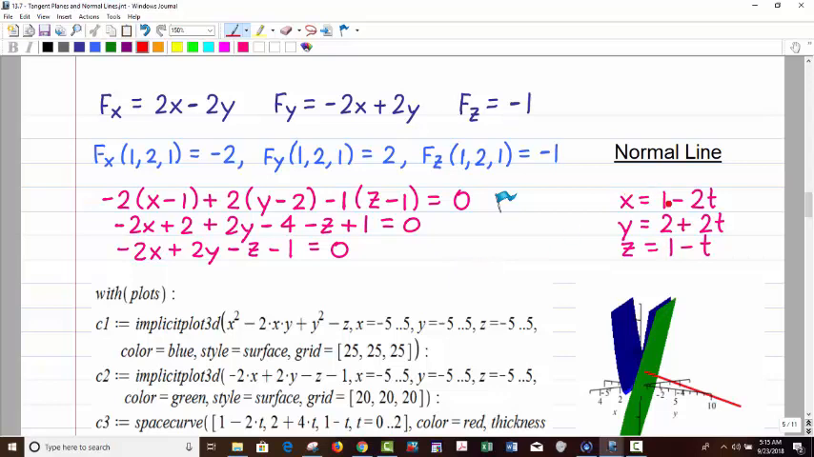And then 1, 2, 1 here for the normal line would be your starting coordinates, x0, y0, z0. And then you have negative 2, positive 2, negative 1 as your gradient. And that's your direction vector for your line. So it'd be 1 minus 2t, 2 plus 2t, 1 minus t.